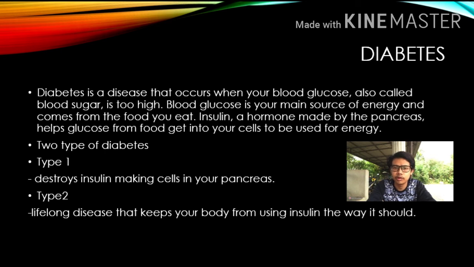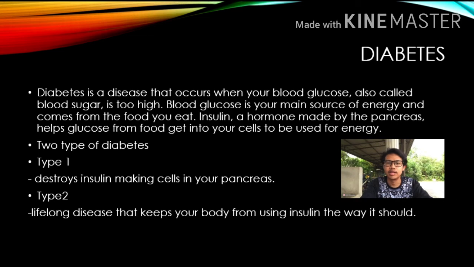Most of the food we eat turns to glucose, or sugar, for our body to use for energy. The pancreas, an organ that lies near the stomach, makes a hormone called insulin to help glucose get into the cells of our bodies.